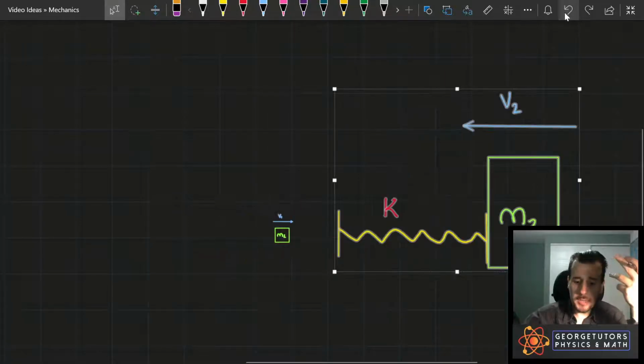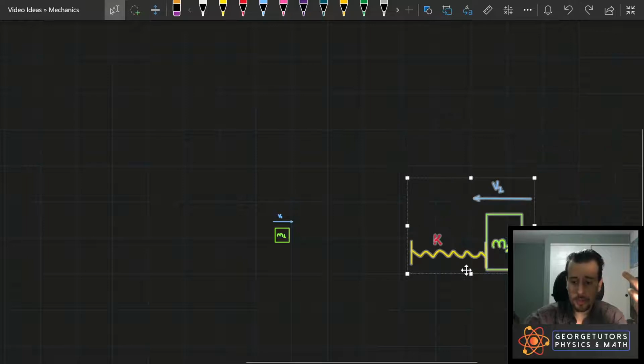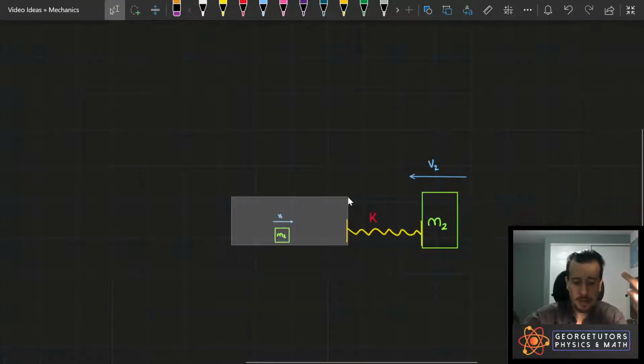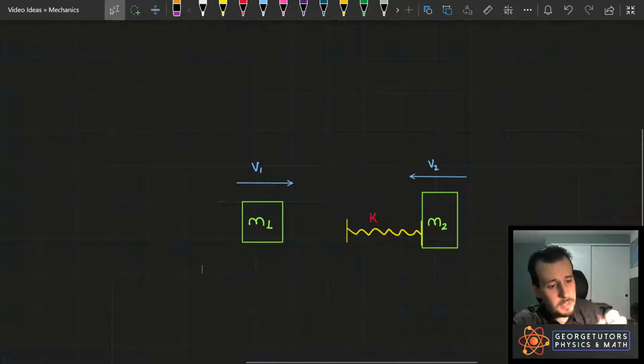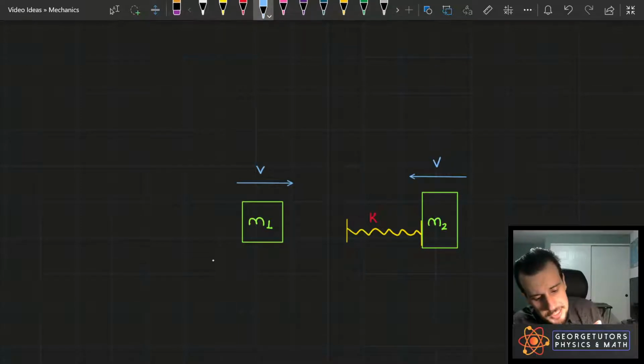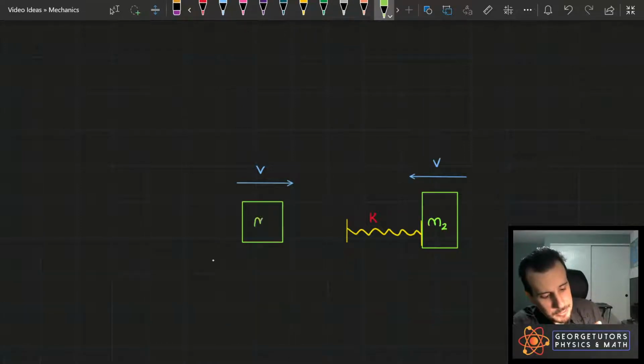There's only one unique scenario where the maximum compression is going to happen when the velocities of the two masses are zero. That scenario is when they both come in with the same initial velocity, and they also happen to have the same mass.